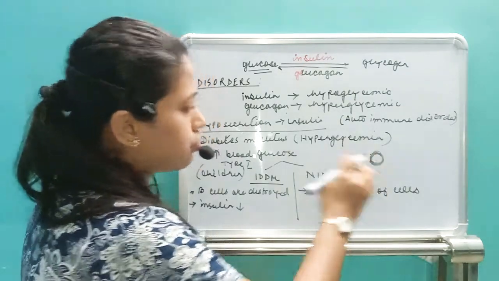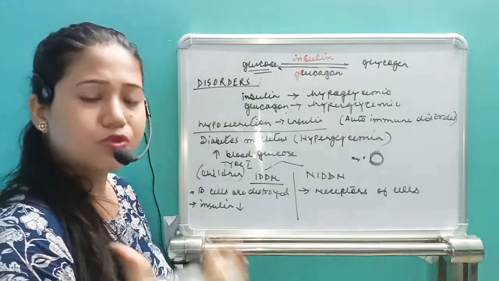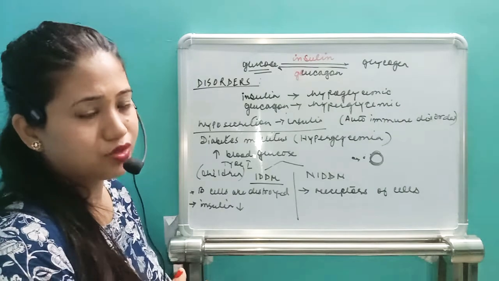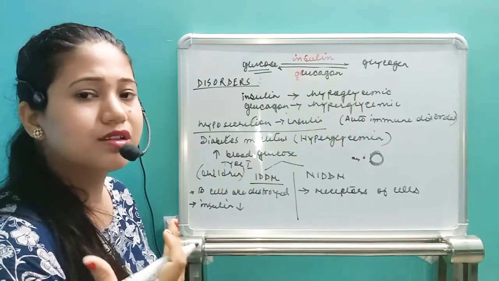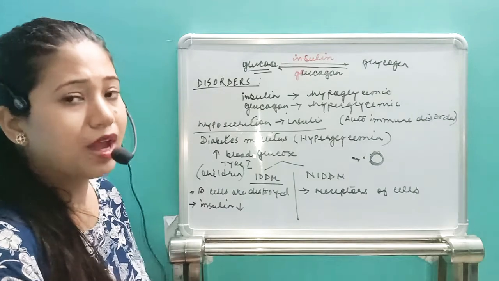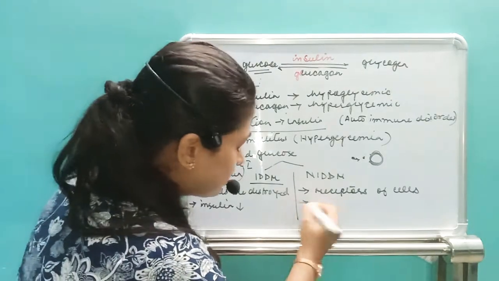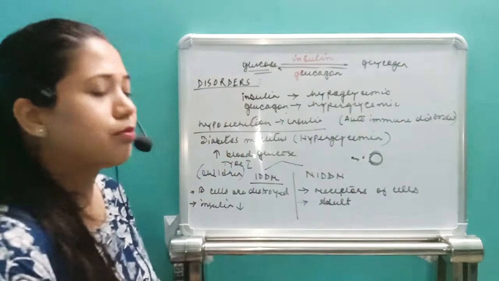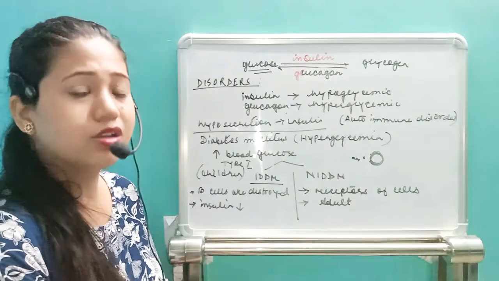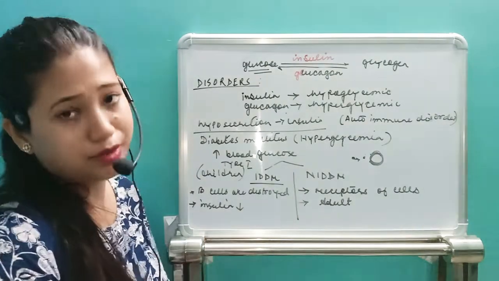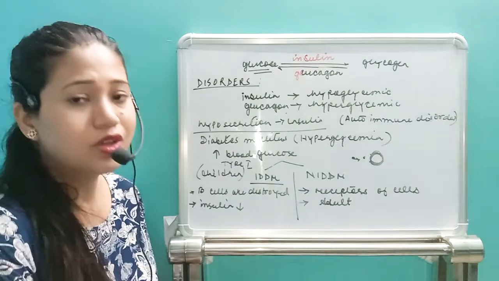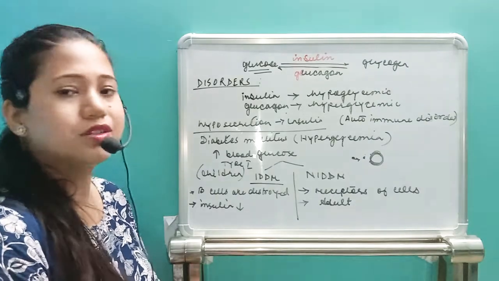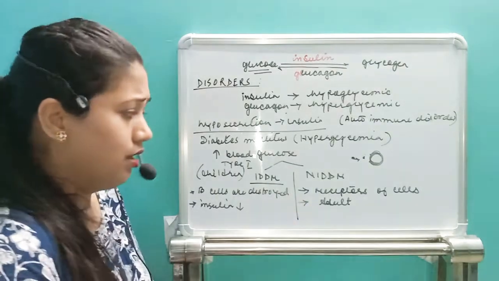So these receptors are destroyed by the immune system. Even if a sufficient amount of insulin is released by our body, we cannot convert the glucose to glycogen. Why are we not able to convert? Because the receptors are being destroyed by our own immune cells. This disease occurs in adult individuals. People of about 40 to 50 years of age suffer from type 2 diabetes mellitus, also called NIDDM. In this condition the receptors are destroyed by our own immune system, so the individual suffers from this condition called NIDDM.